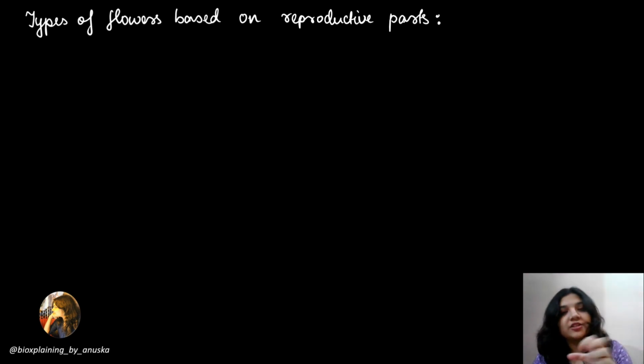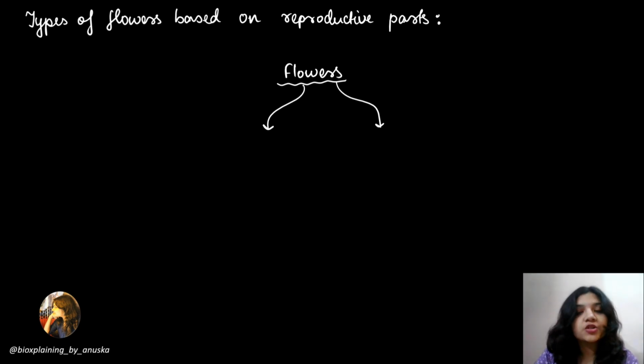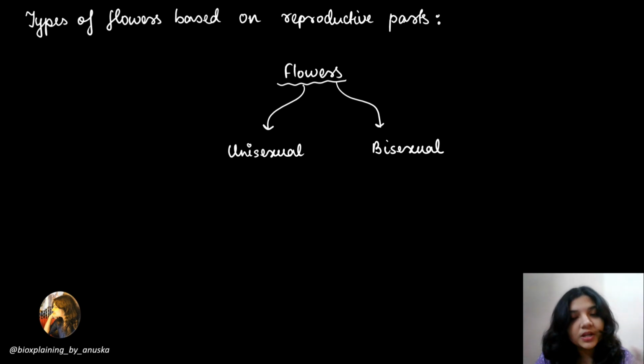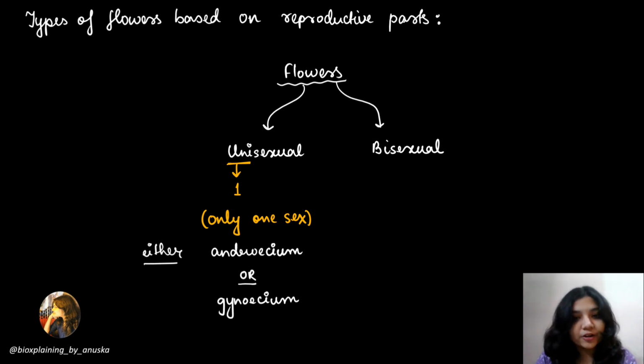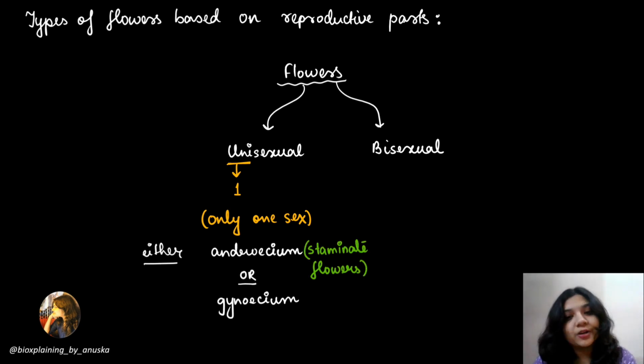Okay. So the next type of classification is done on the basis of the reproductive parts, that is the male part and the female part. So based on it, the two types of flowers that we have are, one is unisexual and the other is bisexual. So uni means one. That means that these kind of flowers will have only one sex organ. It either has the androecium or it has the gynoecium, right?